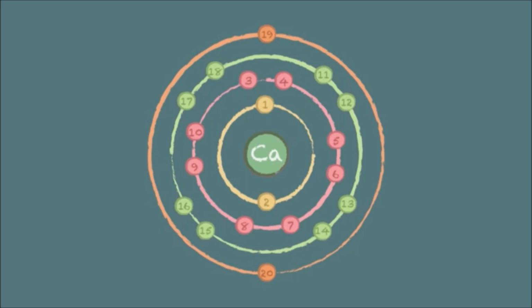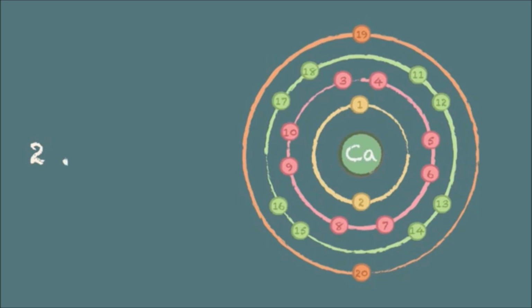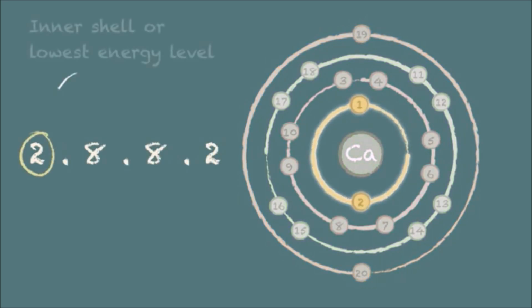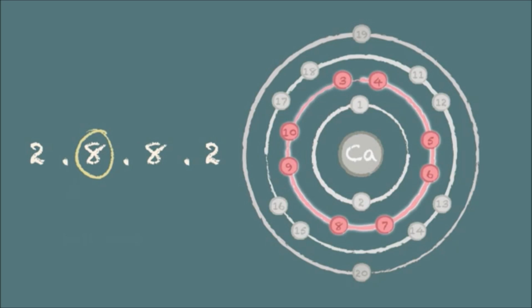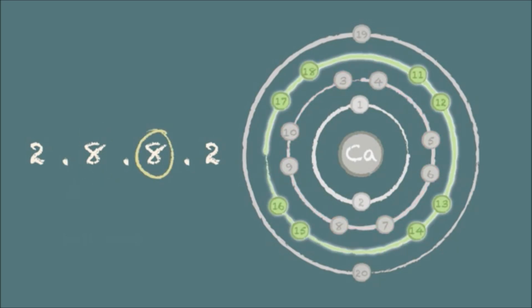Note that as we fill up each level, we've been drawing the electrons evenly spaced out on each shell. This is to keep the diagrams tidy and make it easier to count the electrons. And what's more, there's a shorthand way of writing this down: 2.8.8.2. The first number represents the inner shell or lowest energy level. The full stop shows how the electrons are separated between the shells. The second number tells us how many electrons are in the next shell, followed by the third and fourth shells.